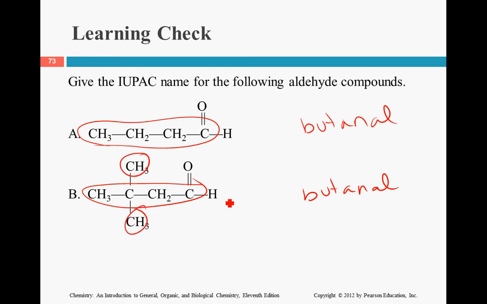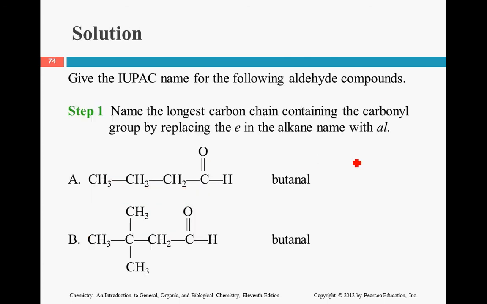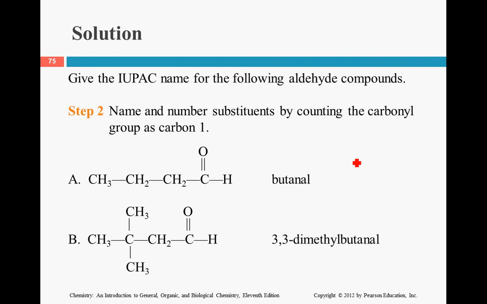We have 2 methyl groups. 1, 2, 3. So it's on the 3rd carbon. 3, 3, dimethyl butanal. Butanal and butanal. The second one has substituents, so we have to say 3, 3, dimethyl butanal.